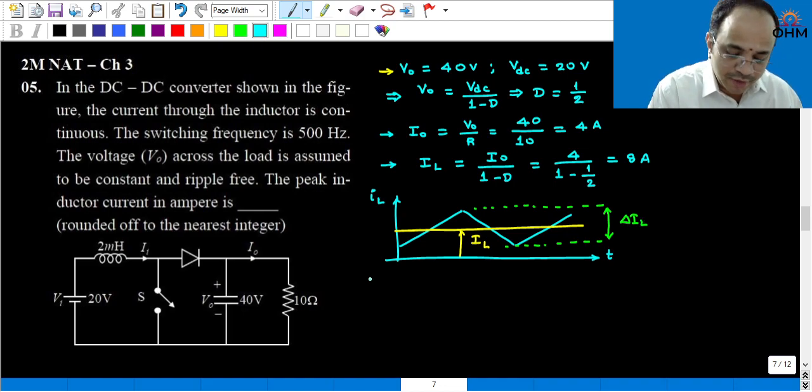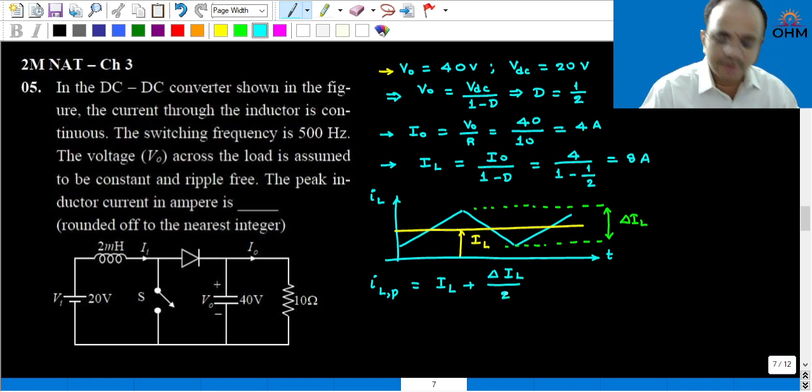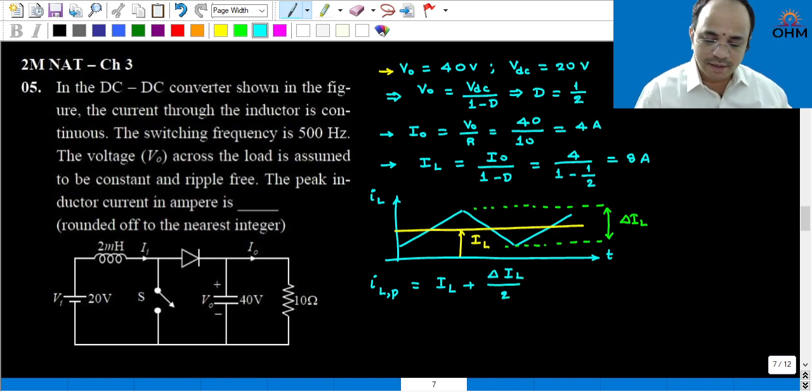Therefore, the peak value of inductor current can be expressed as average value plus half of peak to peak ripple, delta IL. Now let us calculate what is delta IL.